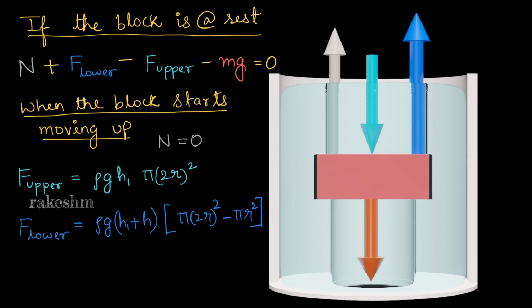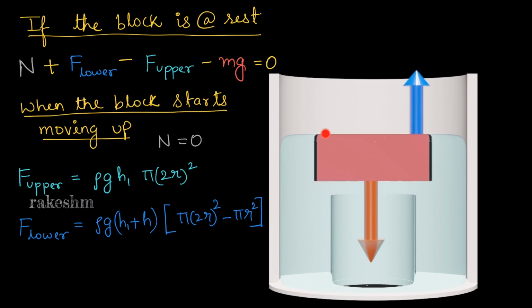Now as he has given us that this block loses contact at some point, we can predict and say that this normal reaction force is also decreasing, given that he has told us that it is leaving. Otherwise we cannot say about the normal reaction. So you can see that the normal reaction force also decreases.